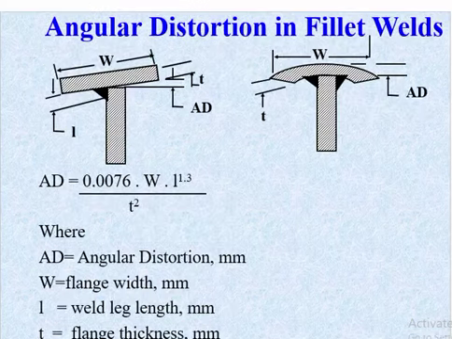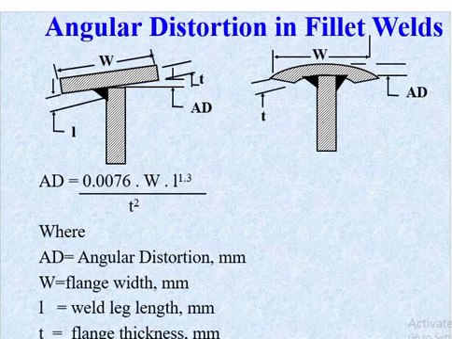Now angular distortion in the fillet joint: AD equals 0.0076 W L into 1.113 T squared. When you are doing welding here, it comes inside, and because on the opposite side there is no support, that is called the distortion. Where AD equals angular distortion, W equals flange width, L equals weld length, and T equals flange thickness.